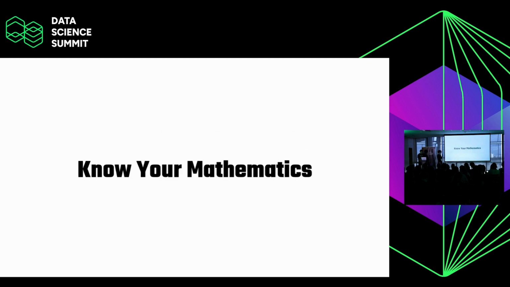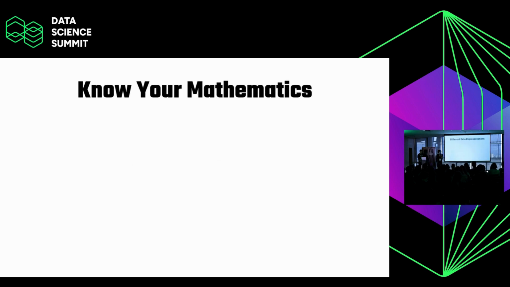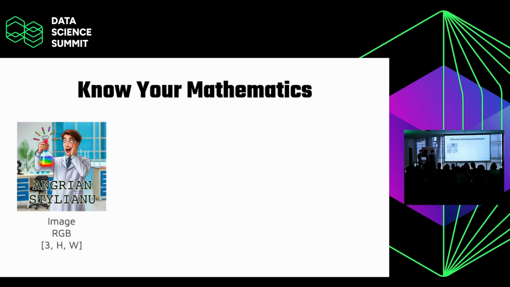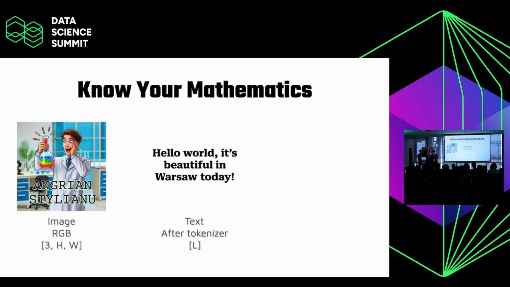First advice is know your mathematics. What do I mean by that? There are different data representations that you can use with different data. For images, we just represent an image probably as a tensor of dimensions 3, height, width. With text, it's much trickier, but we tend to use the representation after the tokenizer, where we get something of the length of the number of tokens in a sentence.